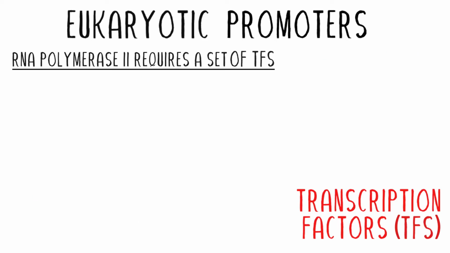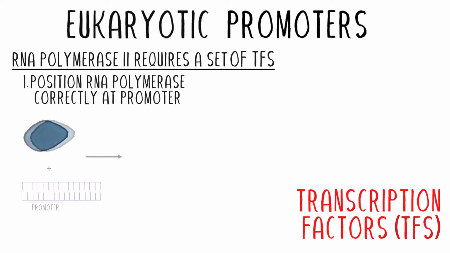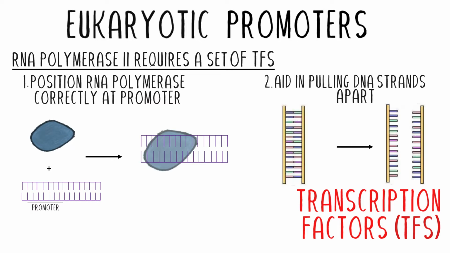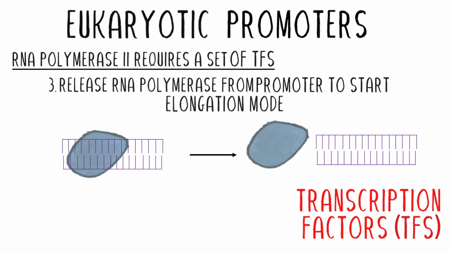RNA polymerase 2 requires a set of proteins called transcription factors and these help position the polymerase, unwind the 2 strands of DNA and release RNA polymerase.